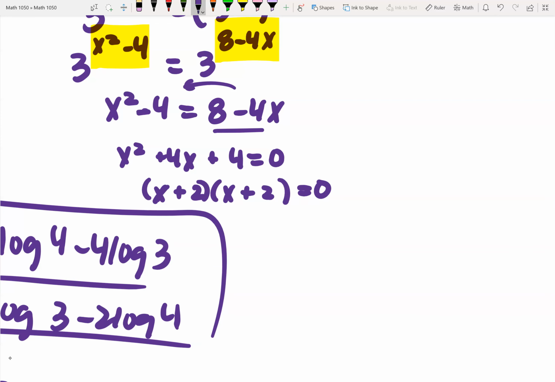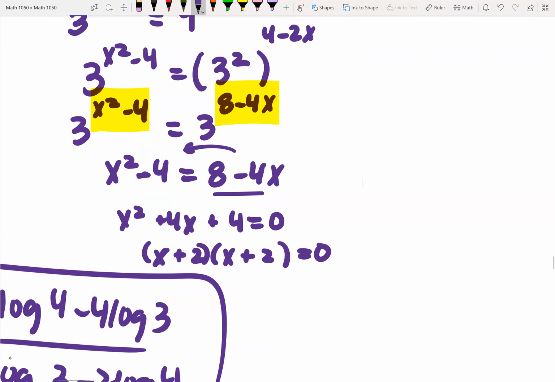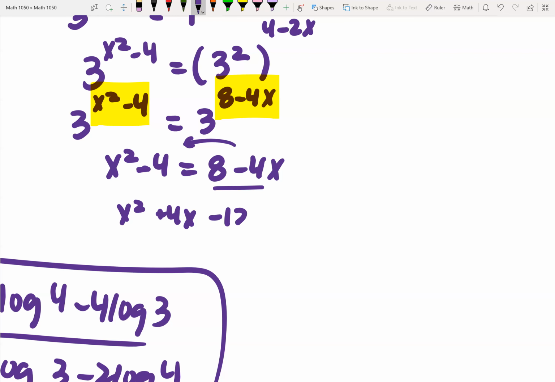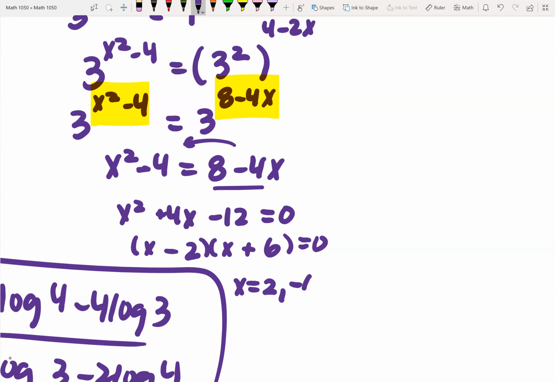Did I do something wrong? Add 4x. Oh, yeah. I'm actually glad that happened because I was like, I don't want them to be the same. Okay, so minus 12 equals 0. Thank you. Now let's factor. So that's going to go to x and x, 6 and 2. Signs are different. Biggest is the positive. Looks like that. X minus 2 gives you a 2. X plus 6 gives me a negative 6.